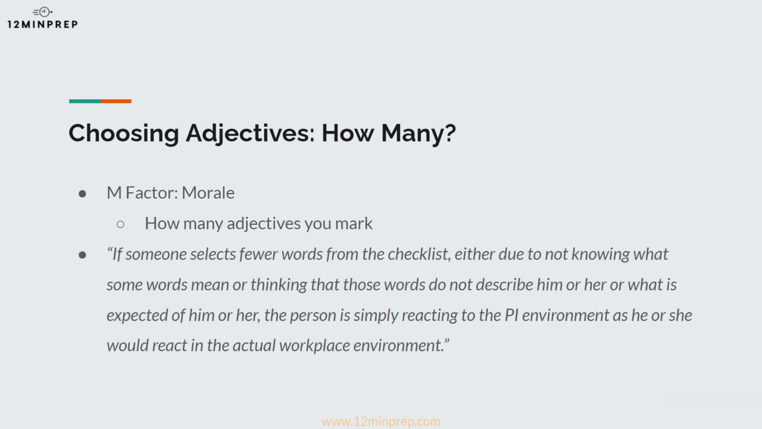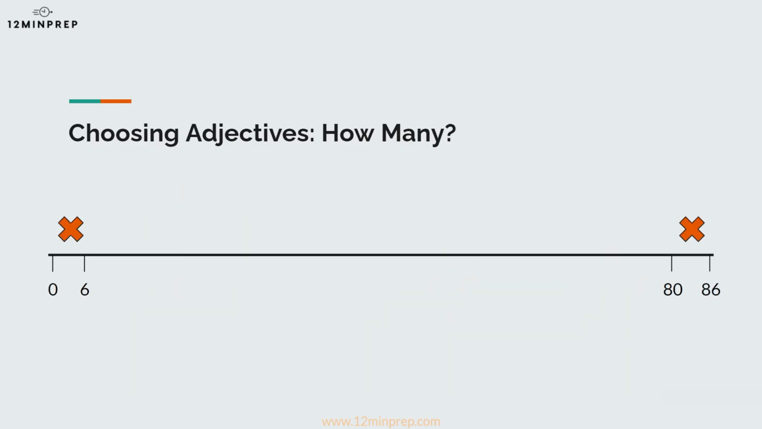The Predictive Index website says if someone selects fewer words from the checklist, either due to not knowing what some words mean or thinking that those words do not describe him or her, or what is expected of him or her, the person is simply reacting to the PI environment as he or she would react in the actual workplace environment. So, given all that information, how many adjectives should you choose from the list of 86? The answer is that there isn't really an exact number, but you should be reasonable about it. I'd recommend choosing anywhere between 20 and 50 words.